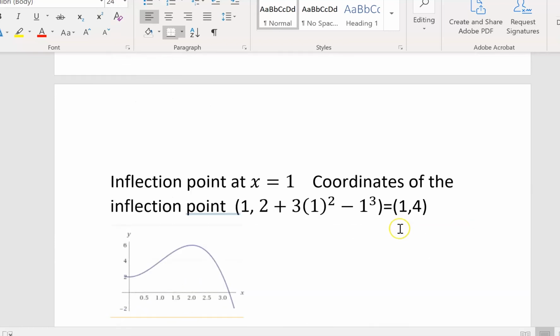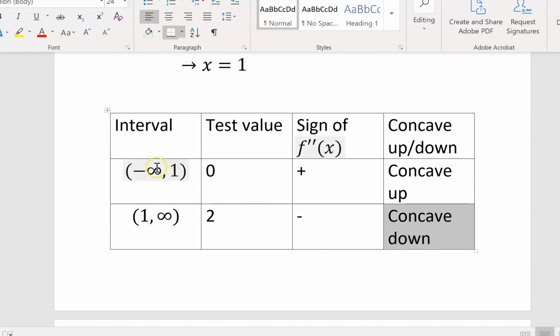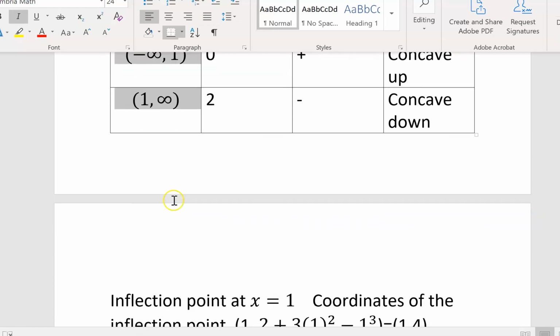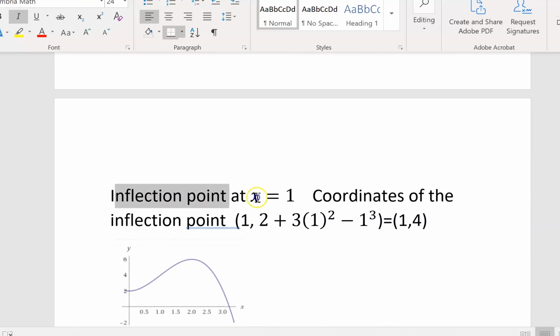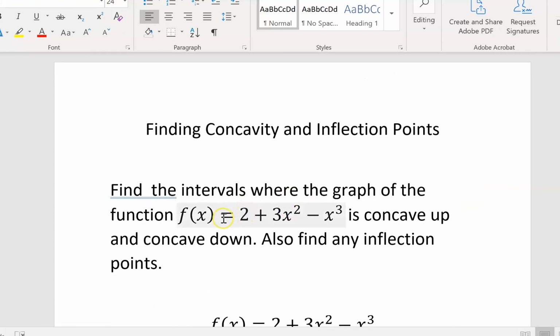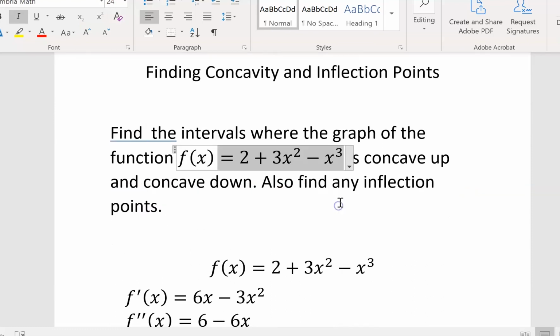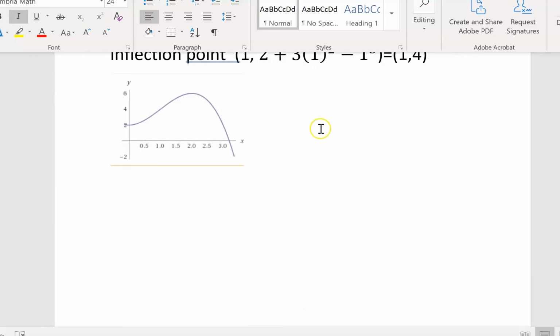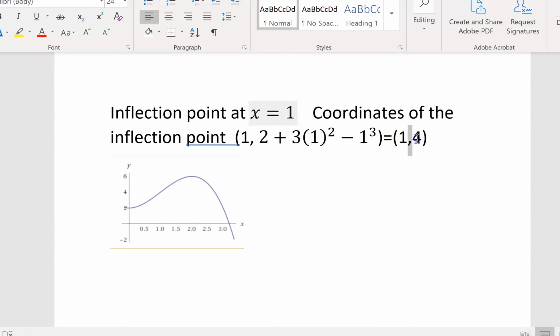And so we know that it is concave up in this interval and concave down in this interval. So it changes the concavity at 1. So 1 is an inflection point, and you can find the coordinates by plugging it into the original equation, which is this. And then you get the y coordinate as 4.